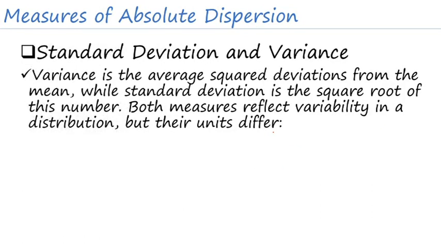Okay, next we will be talking about the standard deviation and the variance. The variance is the average square deviation from the mean, while the standard deviation is just the square root of the variance. So both measures reflect variability in a distribution but their units differ. Magkaiba po sila ng units kasi yung isa ay standard deviation, yung isa ay square, yung isa ay hindi.